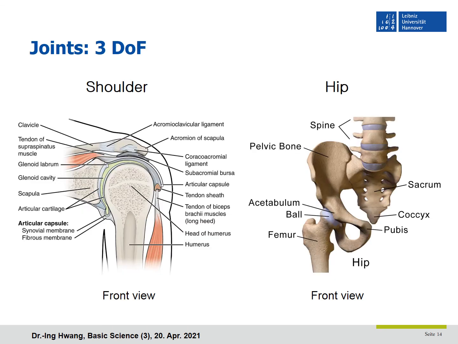There are the shoulder and hip joints. This is a special structure, the ball and socket. Because of this structure, they can have 3 degrees of freedom. They can do flexion and extension, abduction and adduction, as well as rotating. Only these 2 joints can do circumduction.